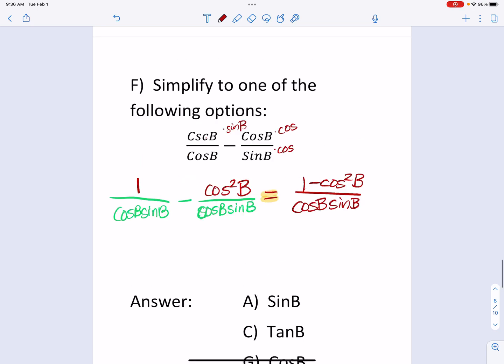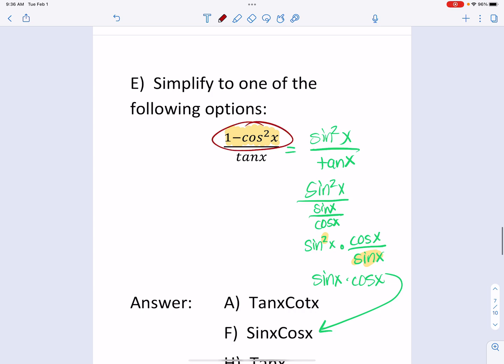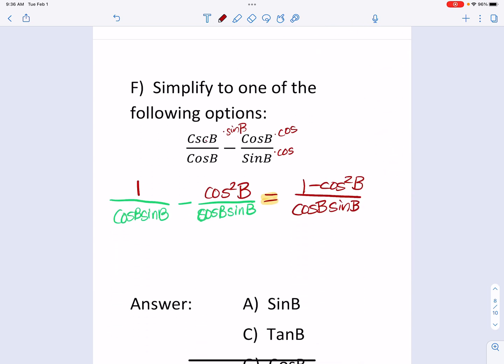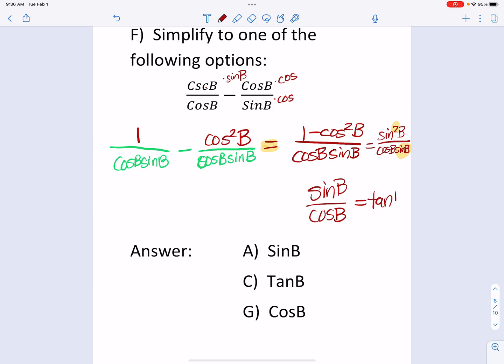Okay, we just did this one on this last page. 1 minus the cosine squared is the sine squared. So this ends up being the sine squared of b over the cosine of b, sine of b. So one of these is going to cancel with one of those and leave you with the sine of b over the cosine of b. Well, if you look at your sheet, that is the tangent. This one is harder than the one on the test, but I don't think it's crazy hard. You just have to get common denominators.